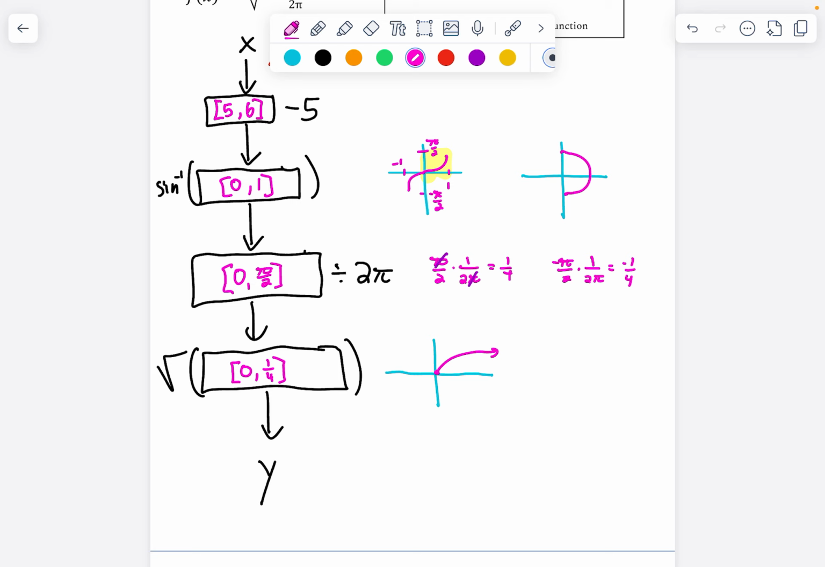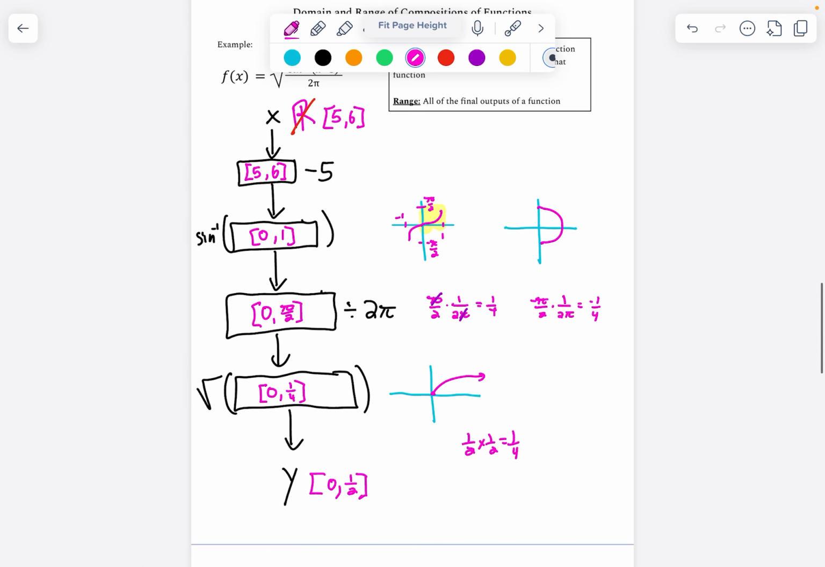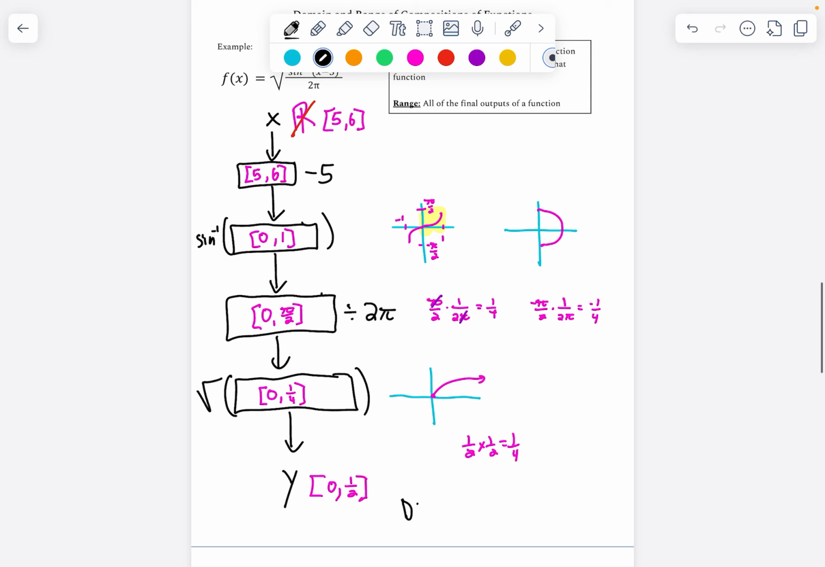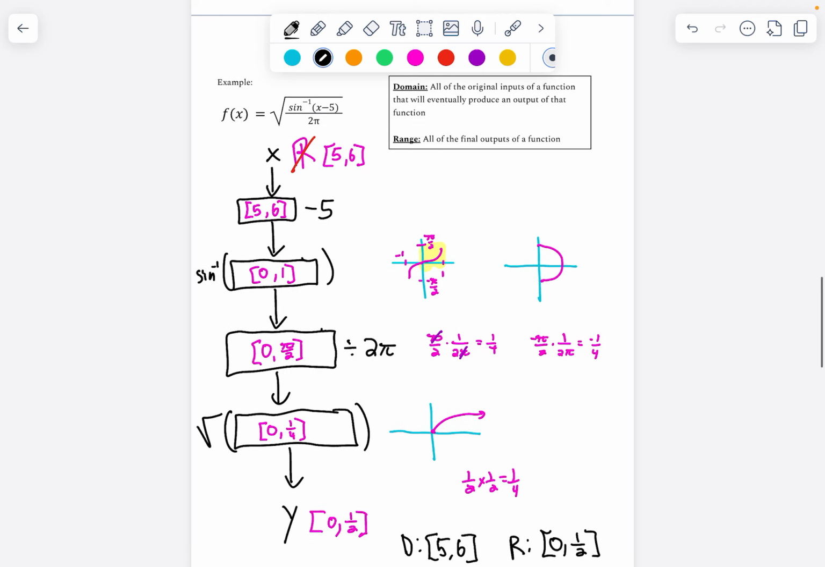We take the square root of 0, which is just 0, so our y's can be 0. Square root of 1/4, what times itself is a fourth? Well, a half times a half is a fourth, and so our other endpoint is 1/2. And so our eventual y value outputs are going to be from 0 to 1/2. We've accounted for all the problems. We've gone back up the chain a few times and restricted. So our final answer is that our domain is from 5 to 6, and our range is from 0 to 1/2, inclusive. And so this process should have worked.